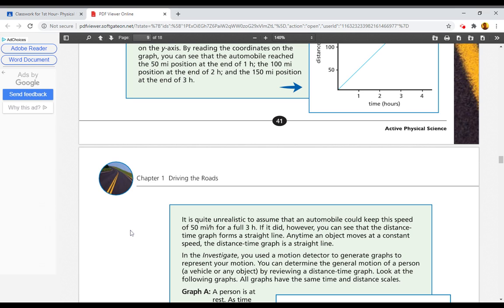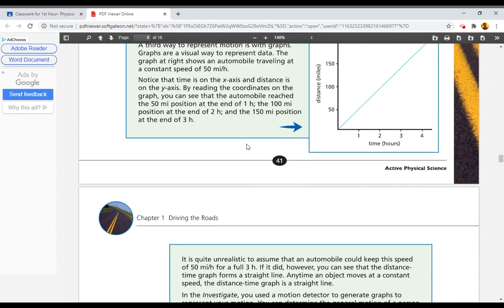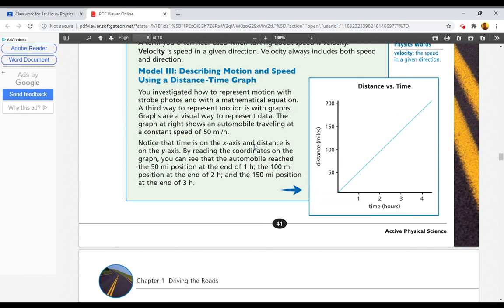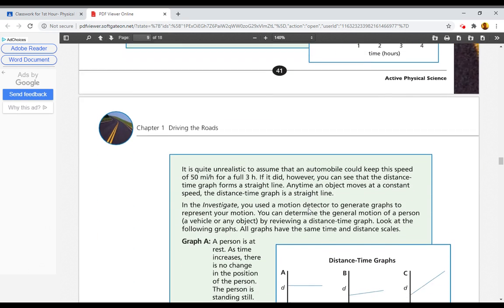It is quite unrealistic to assume that an automobile could keep this speed of 50 miles per hour for a full 3 hours. If it did, however, you can see that the distance-time graph forms a straight line. Anytime an object moves at a constant speed, the distance-time graph is a straight line. So if you were on a straight, flat desert road with your cruise control on and there were no stop signs or stoplights, you could do that constant speed for 4 hours.